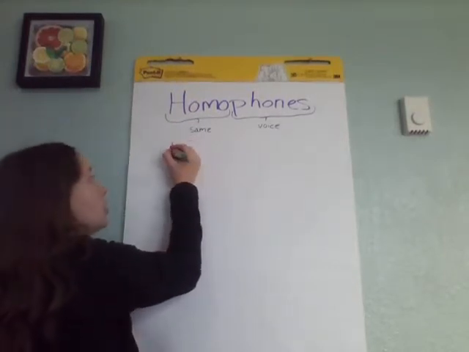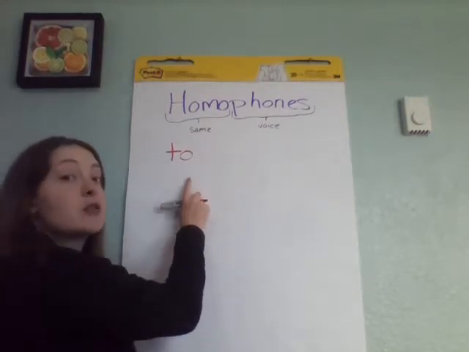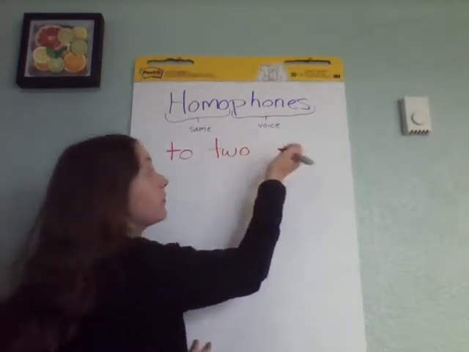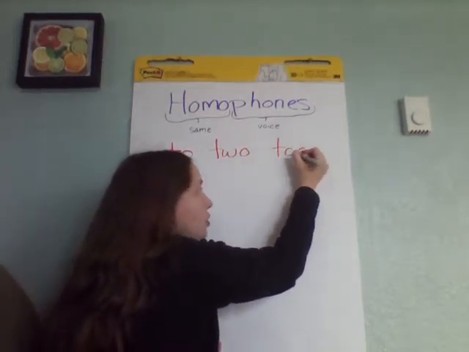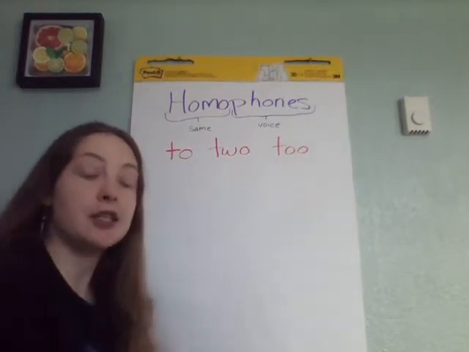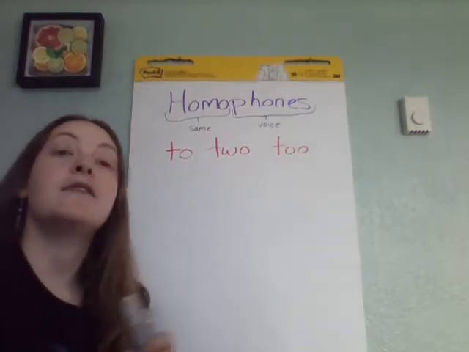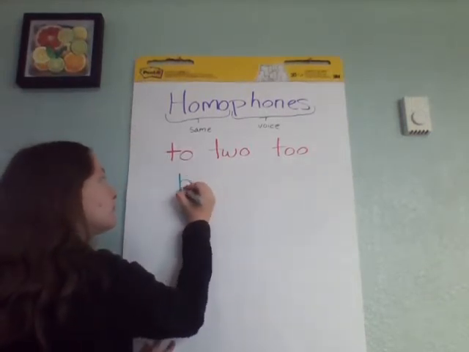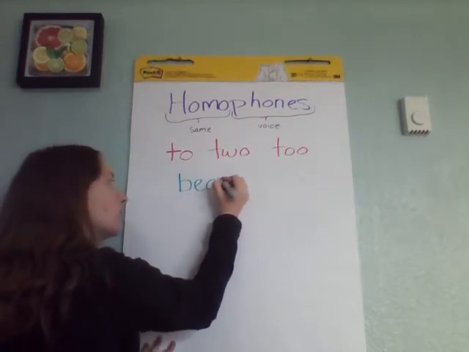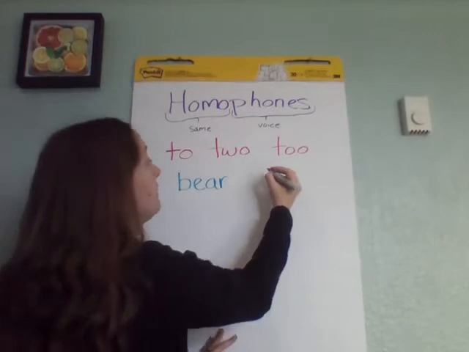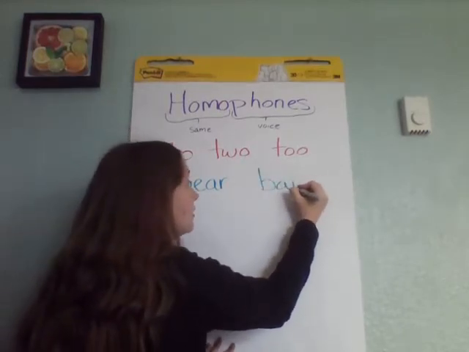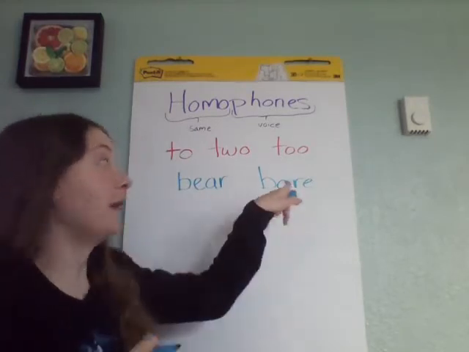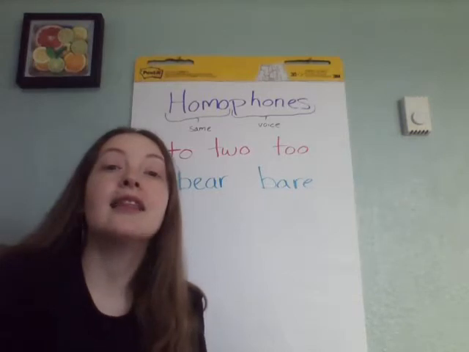We have to, like going to the store. We have two, like the number. And we have too, like also, or too much. We have bear, like the animal. And we have bare, like uncovered. Like if you're running around bare naked, that would be this kind. It gets more complicated though.